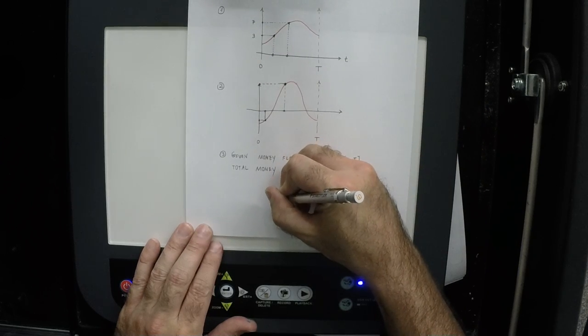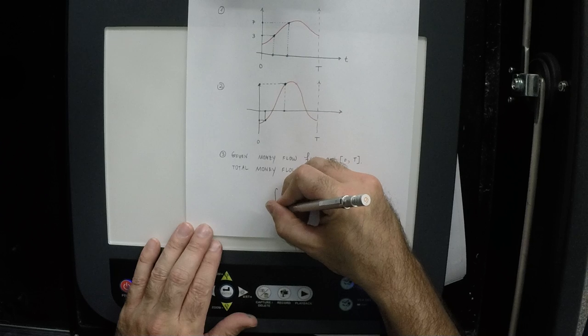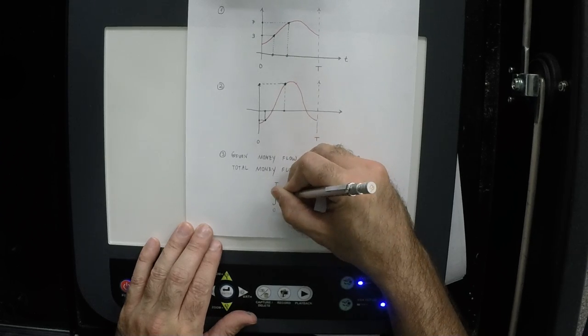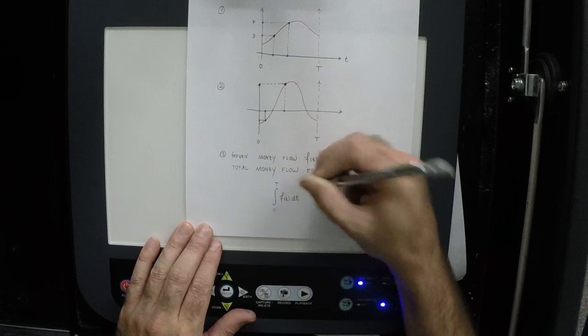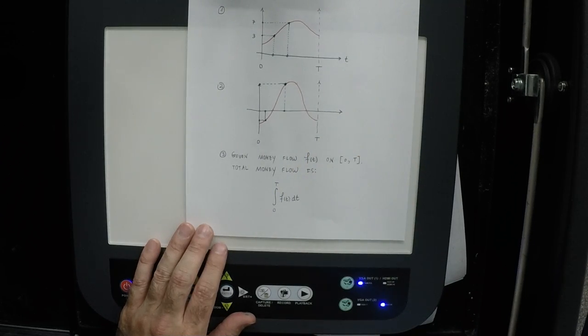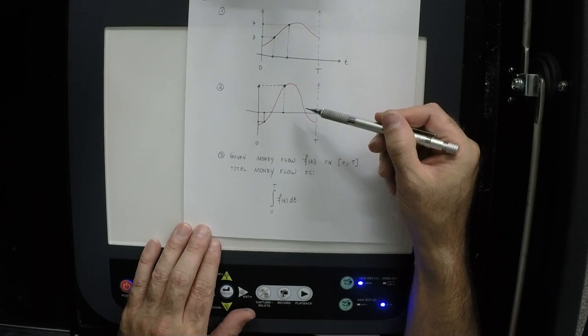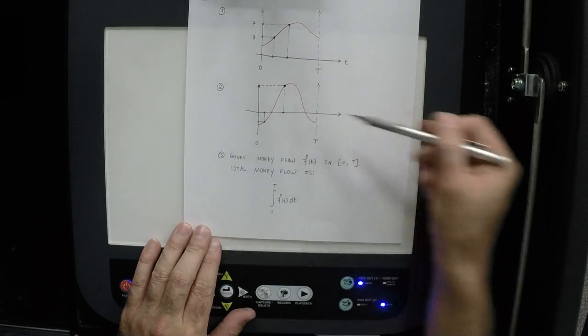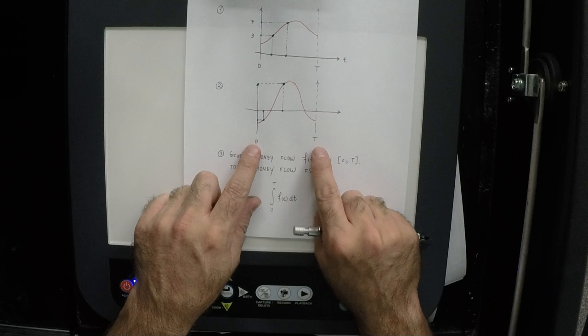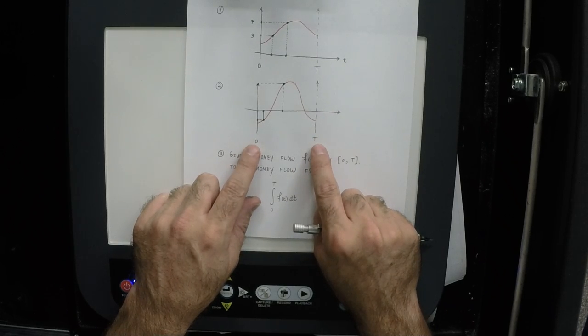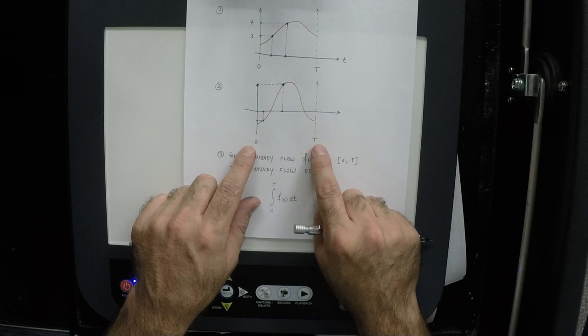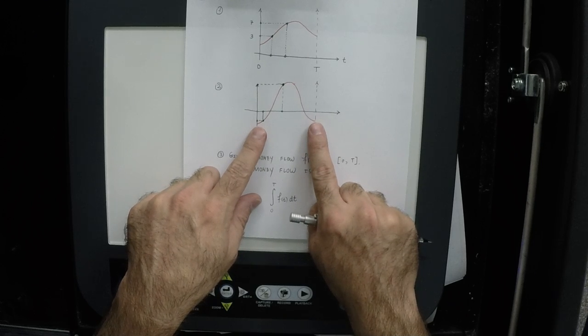Well, the total money flow is the integral from 0 to big T of f of little t dt. So that's the total money flow. So in the end, the calculus way to say that yes, I would like to have this business is that when I integrate the money flow over this one-day period, it's positive. So yes, I would like to stay in business, right? It's not really that disturbing to me, the fact that I'm losing money in the middle of the night.